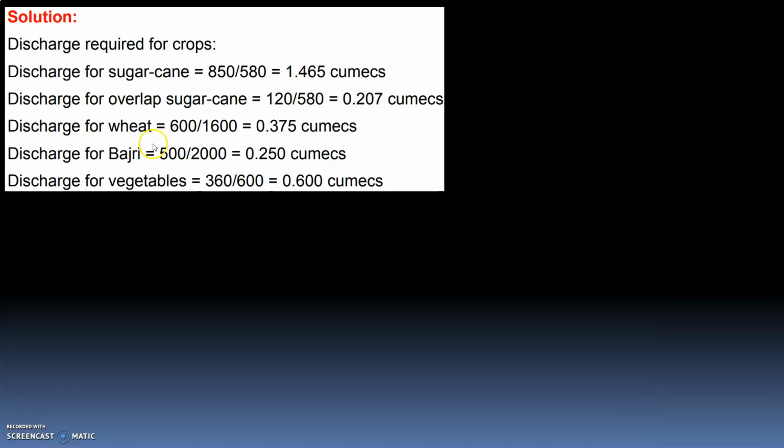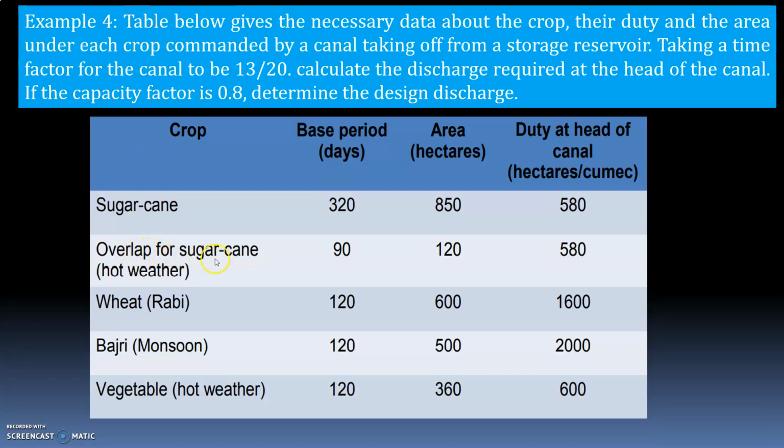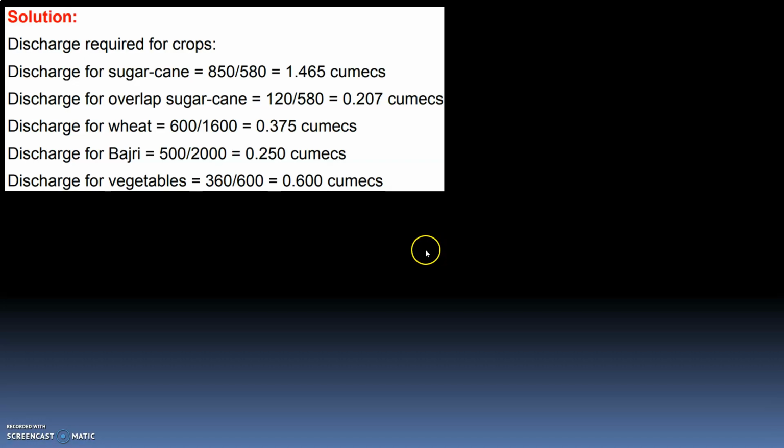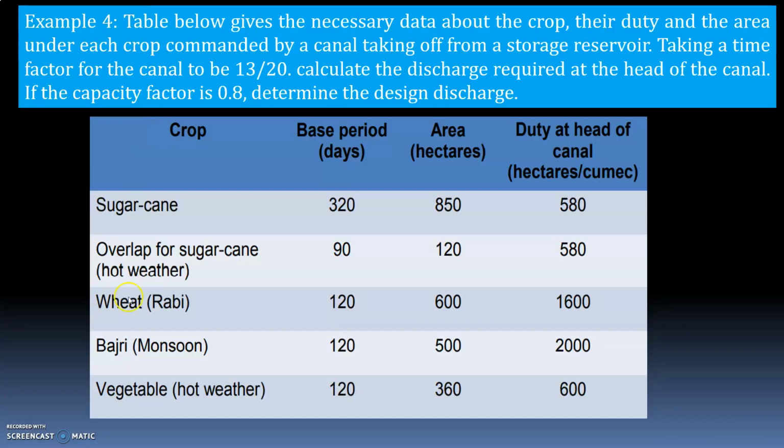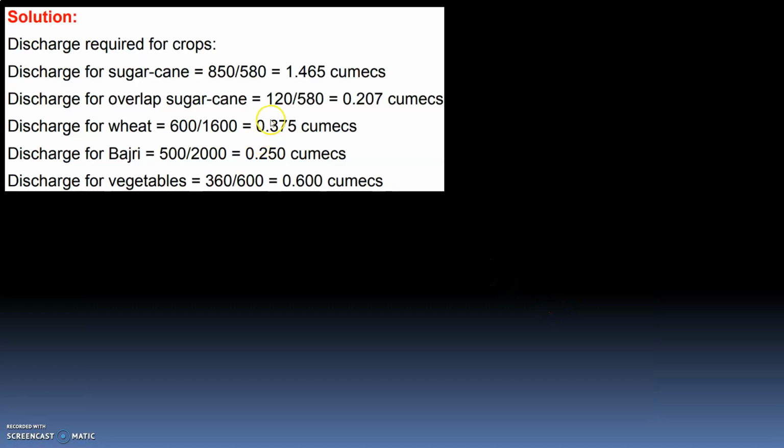Next crop is the overlap for sugar cane, that is hot weather. Here area is 120. 120 divided by 580 is equal to 0.207 cumecs. Next, discharge for wheat, that is a rabi season crop, that is 600 divided by 1600. So you get 0.375 cumecs.